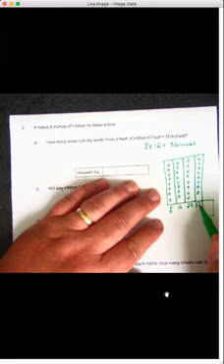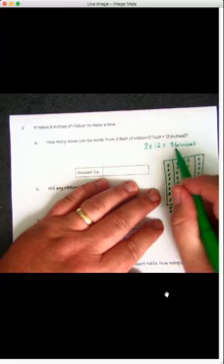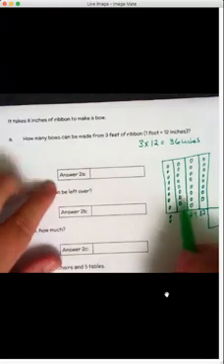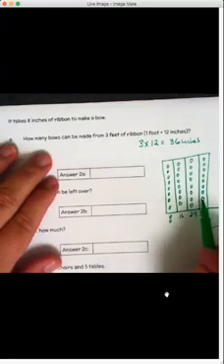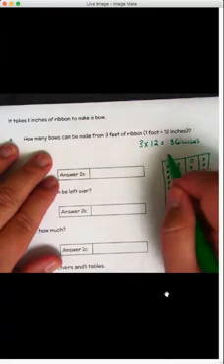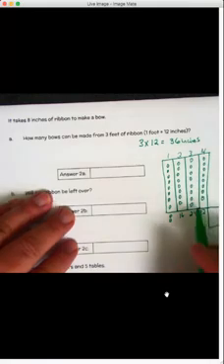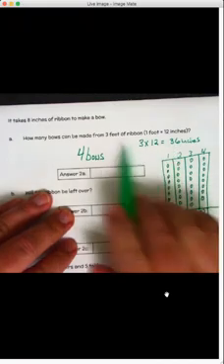If we did 8 more, we would go all the way to 40, but we don't have 40 inches. We only have 36 inches. So how many groups of 8, how many bows could we make from 36 inches? We could make 1, 2, 3, 4. So the first answer is we could make 4 bows if we had 36 inches.